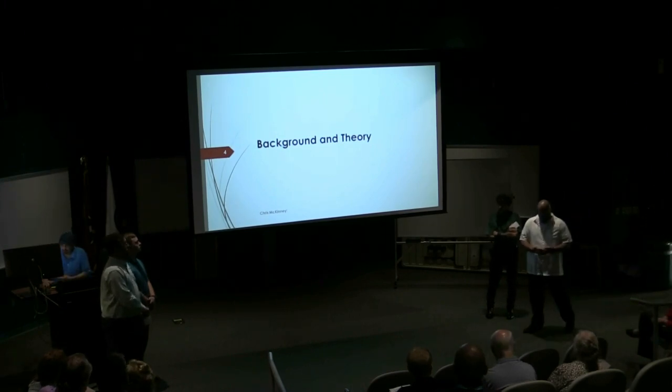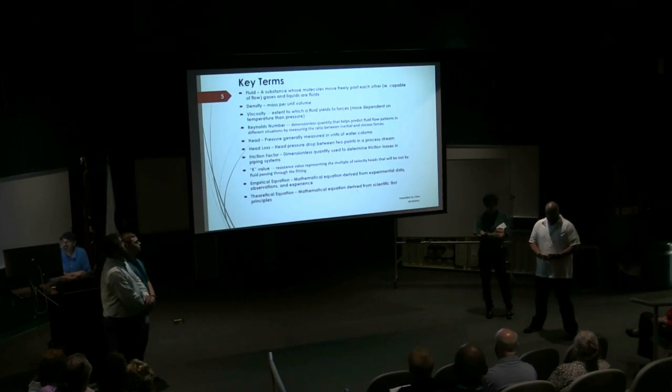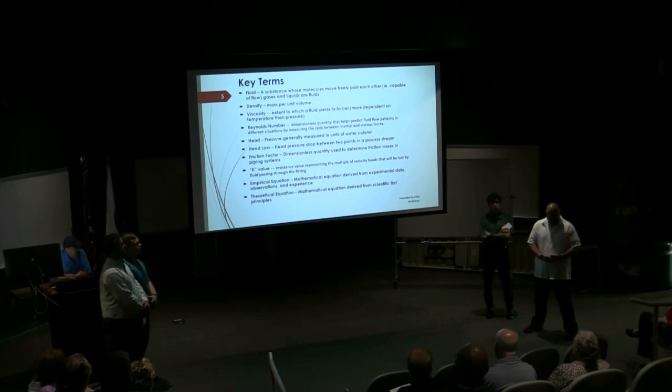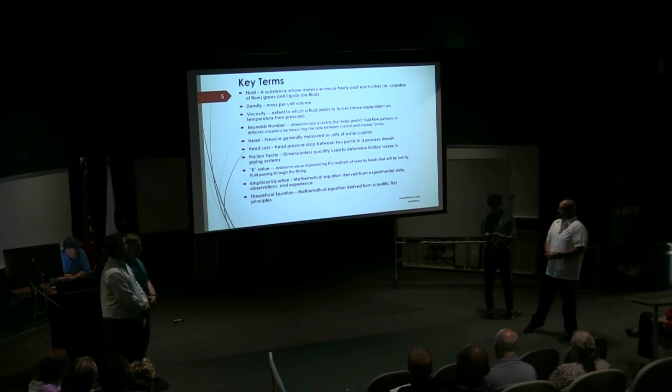Background and theory when it comes to friction loss in piping systems. Basically, it describes pressure or energy decrease as fluid flows through a pipe or system due to friction. The loss is primarily caused by the viscosity of the fluid and surface roughness of the pipe.